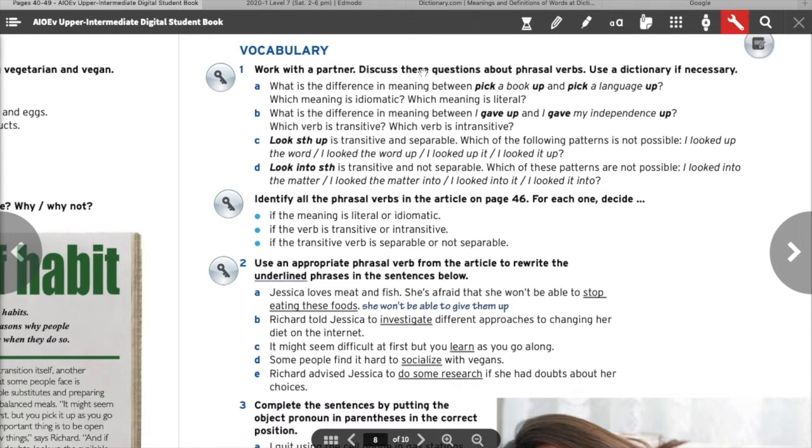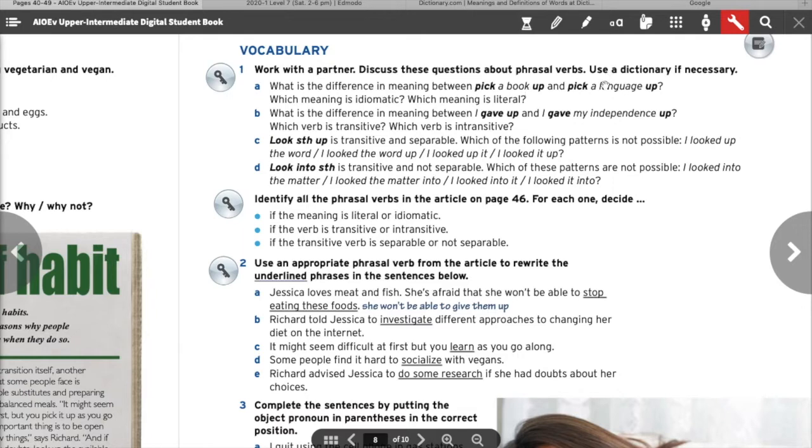What is the difference in meaning between pick a book up and pick a language up? Which meaning is idiomatic and which meaning is literal? Idiomatic means that it's something that you understand but doesn't mean the same word by word. For example, helping you with this, pick a book up is when you take a book with your hands, you grab it, and you lift it from the table, from your desk, from your backpack. You're picking a book up.